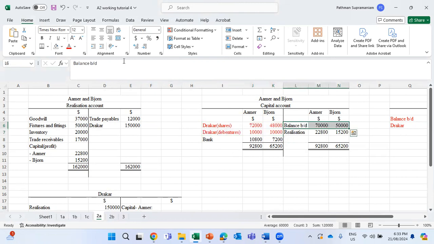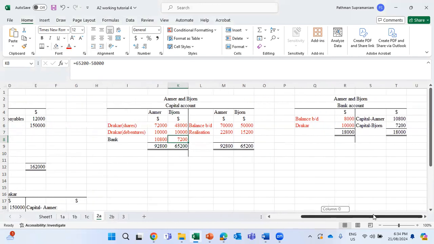This is the opening balance coming from the seller's SOFP. This is the profit on realization. Once you've completed all this, you balance up the account. So the partnership has to pay Amir 10,800 and has to pay John 7,200. So we debit capital for that and we credit the bank account. If you have done everything correctly, the bank account should balance up. Now let's look at the next section.